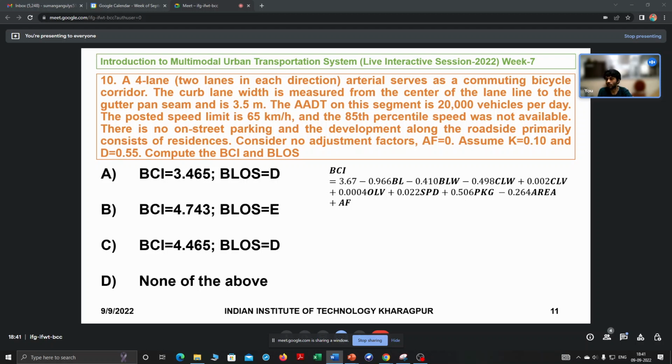Once you calculate the BCI and give me the value, I can go to the previous slide. There the corresponding level of service based on BCI, or bicycle level of service, I should say, is already given. So tell me what could be the answer. To calculate, everything is given, actually it is very straightforward. Everything is given, so you calculate it.